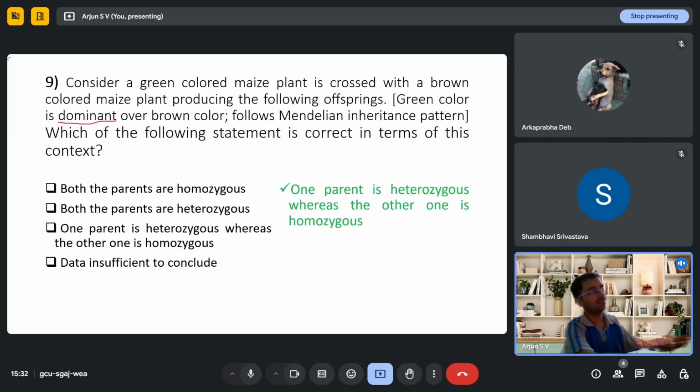I think I missed the picture here. I don't know. I'll skip this question for now. Without the picture of the maize plant, the answer key doesn't fit the picture. So I'll skip this question for now.